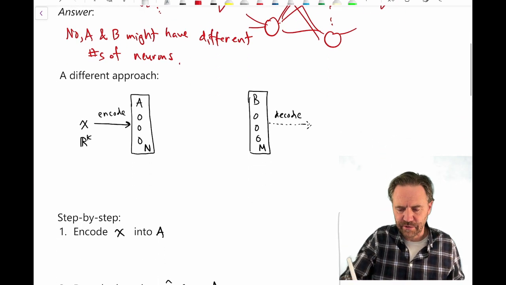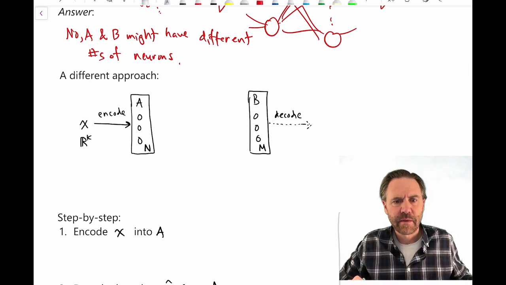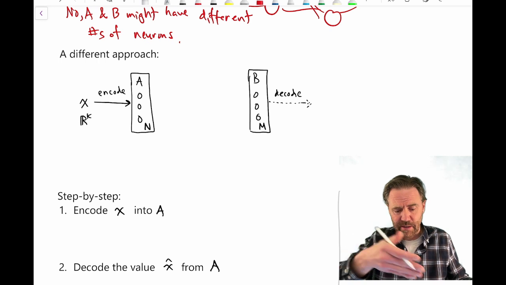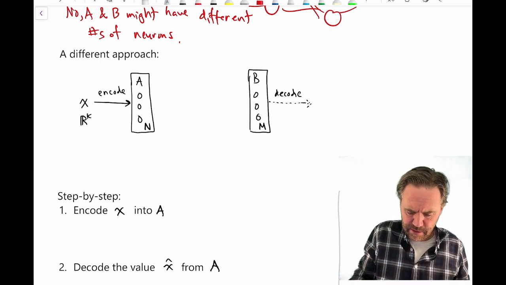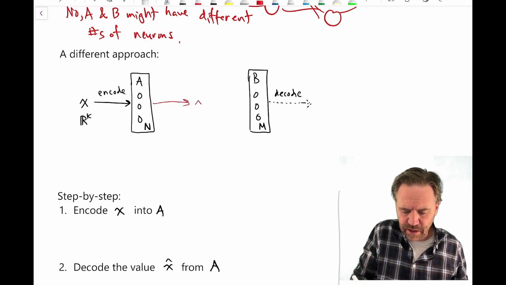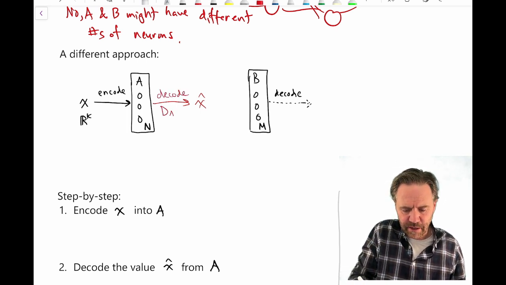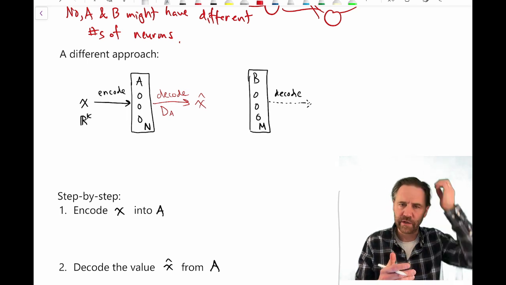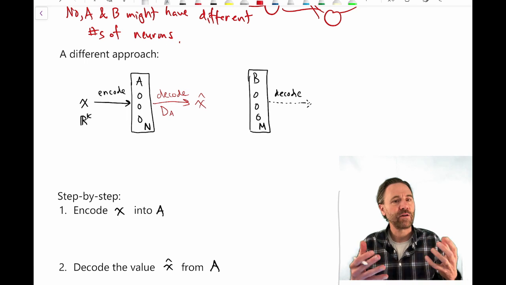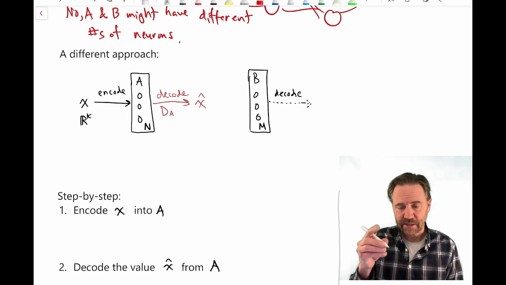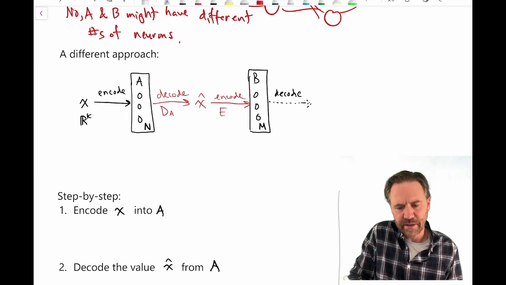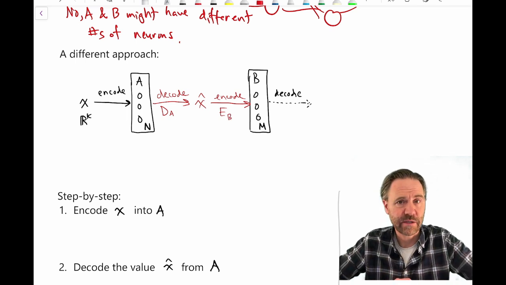So here's a different approach. If we want to copy the value that's encoded in A to be encoded in B, one thing we can do is whatever's encoded in A, decode it. So if X was encoded in A, we're going to decode an approximation of it, X hat. And let's say those decoding weights are D sub A. So these are the identity decoding weights for the population A. Identity decoding because it's just decoding the value that was encoded in there. So it's really like decoding the identity function applied to what was encoded. So once we have the X hat, we can now encode that in B. And let's say the encoding weights are represented by E sub B.